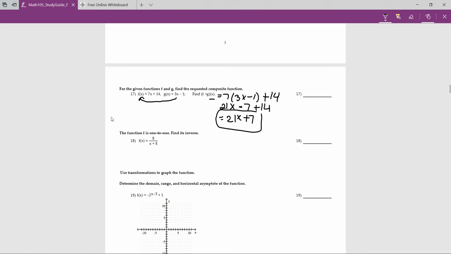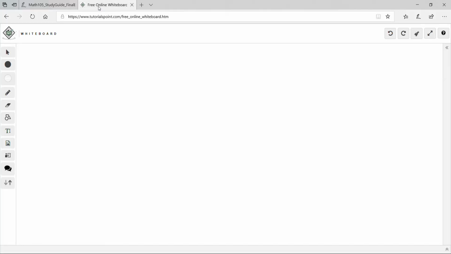Okay, number 18. I have to write this down. It says the function f of x is one-to-one. Find its inverse. So f of x equals 8 over x plus 8. So we've got to find the inverse. So simply, first step is see this f of x? That's the same thing as y. So you can write it as y equals 8 over x plus 8.